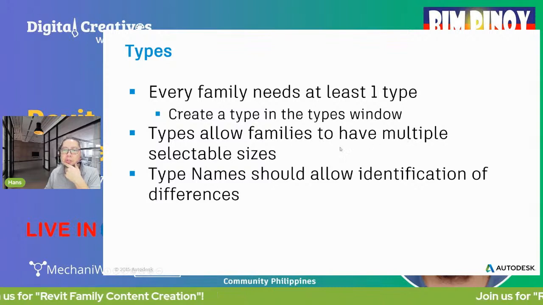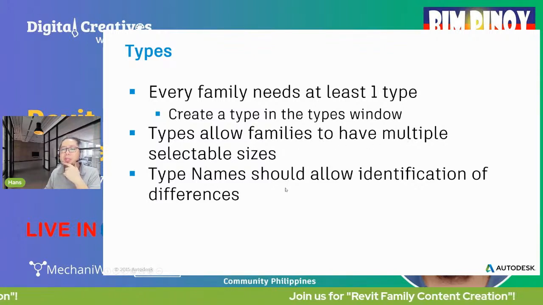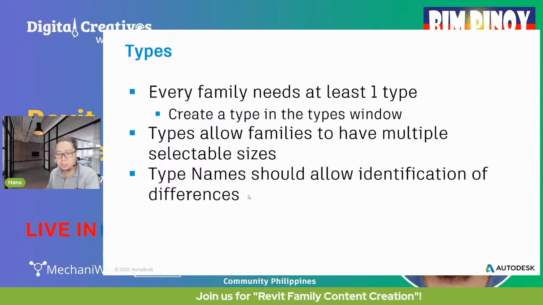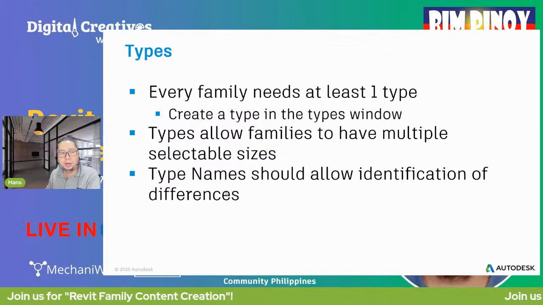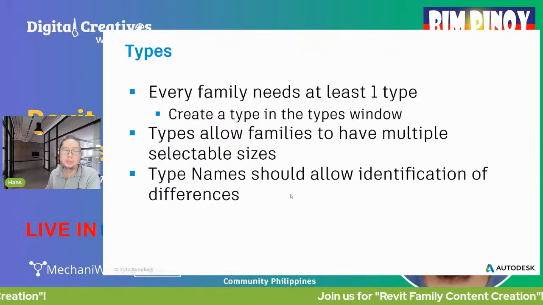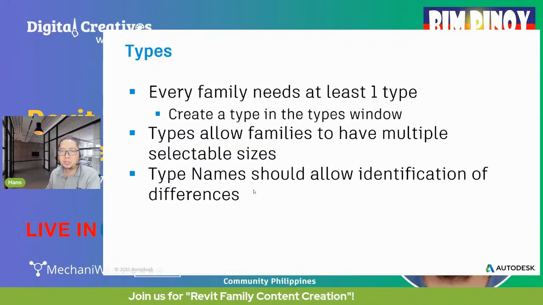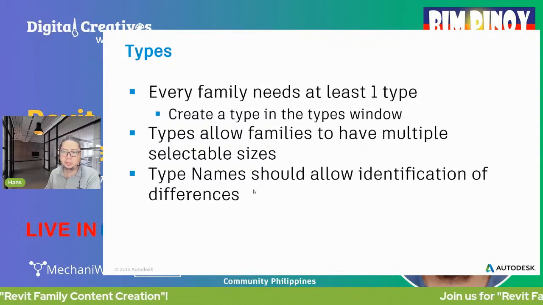It allows the family to have multiple and selectable sizes. Type names should allow identification of differences, so it will not be confusing. So if you're looking for a 1 by 1 table or a 2 by 2 table, match those type names and type parameters as much as possible, so it will not be confusing.